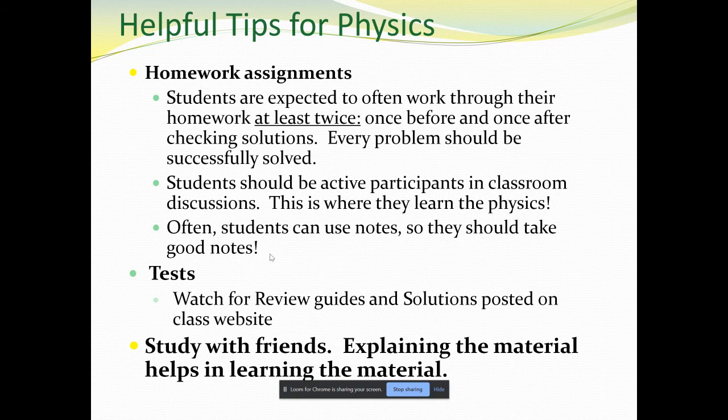And it's of course excellent for them to be asking those questions in class, because if they have a question, odds are good other people in the class have the same questions. And lastly, they should study with friends. While the assessments are meant to check their personal understanding, when they're doing homework or studying, they're welcome and encouraged to work with each other.